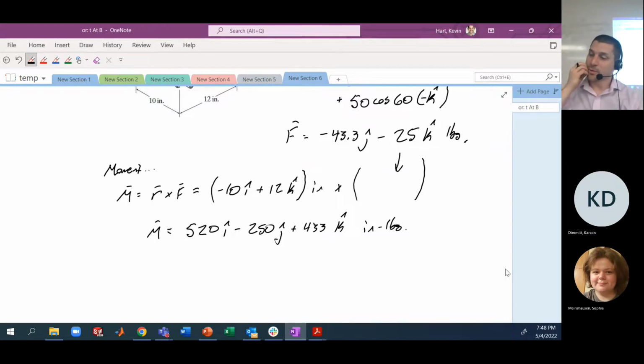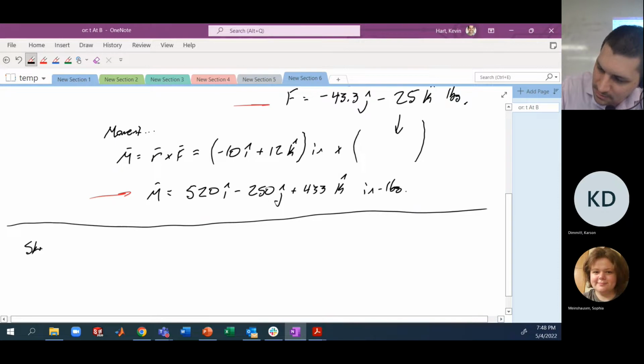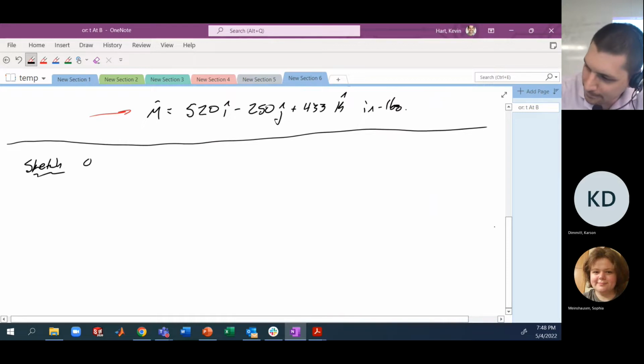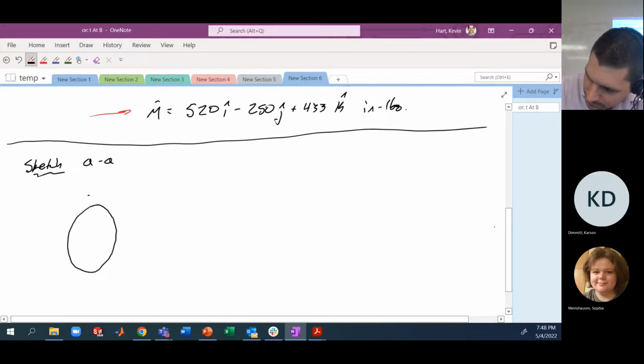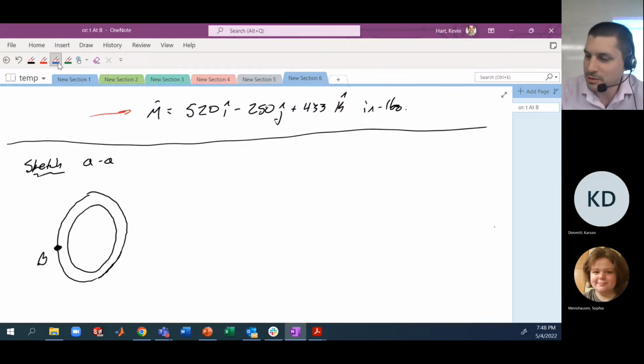So here we are with our forces and our moments. These are the guys that we want to draw in this particular cross section, this force, this moment. Now we take those forces and it's good to make a sketch of the cross section. So sketch of AA. And we're specifically interested in this point over here, which is point B. And let's make sure that we put our coordinate system in here and we draw it accurately.